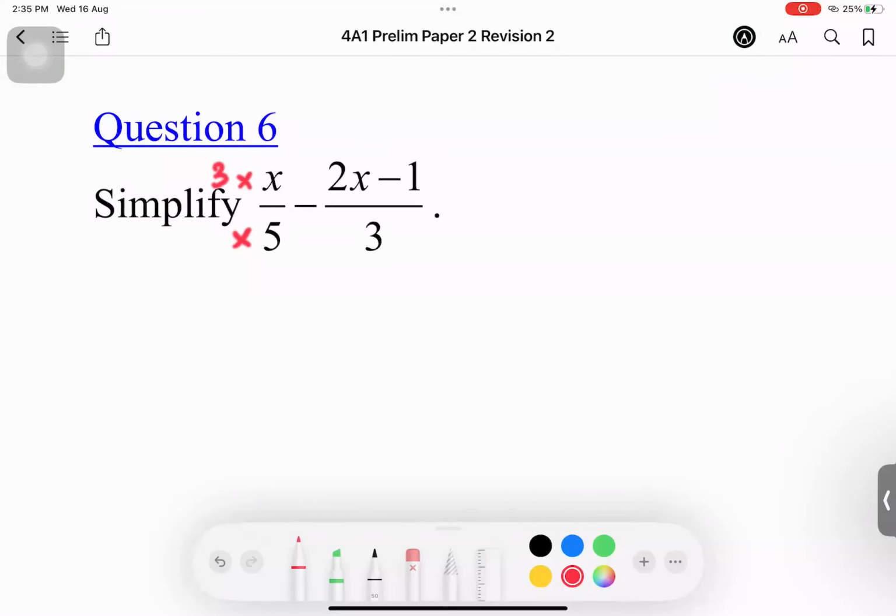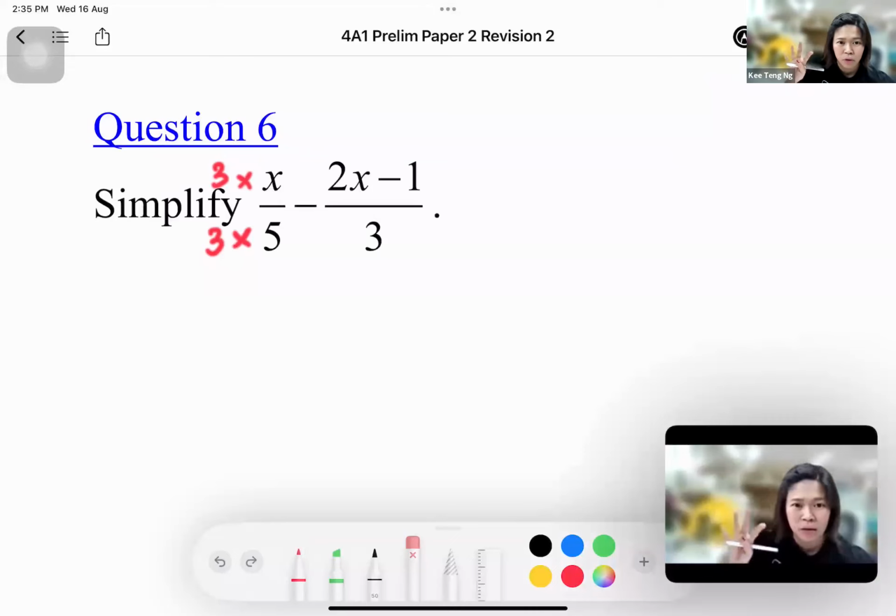When is it that we can cross multiply? Only when I have an equal sign, one fraction on one side and the other fraction on the other side. Only where there is an equal sign. Here there is no equal sign, so we cannot cross multiply. This is subtraction, we cannot cross multiply, okay?